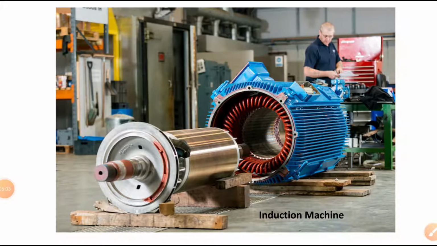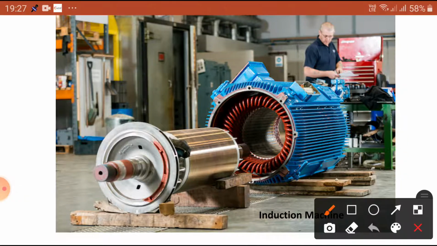This is the biggest induction motor. This is the stator part, this is the rotor part. The stator part consists of the armature here. The rotor may be a squirrel cage rotor.